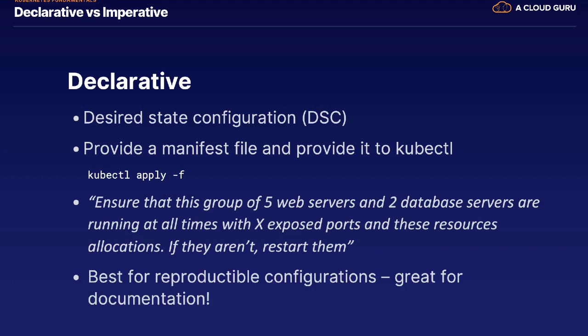And the great thing about the declarative model is that this is awesome for reproducible configurations. It's great for documentation. I can create this manifest file of everything I want for my complex application, and I can apply that manifest file to Kubernetes on my laptop or up in the public cloud or in my data center, and no matter what, it will be implemented in the exact same way every time.